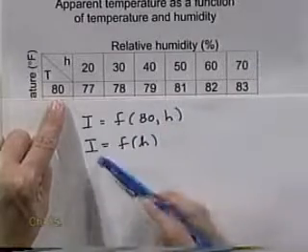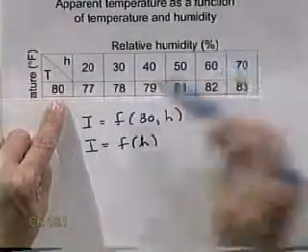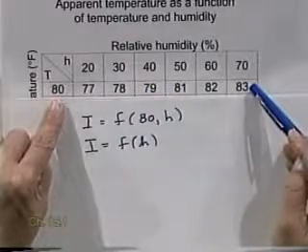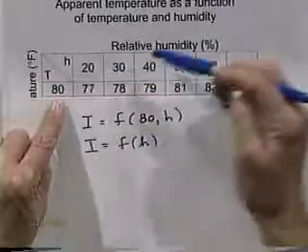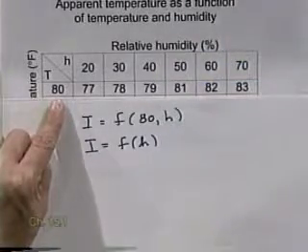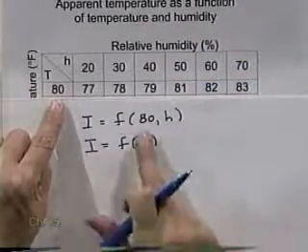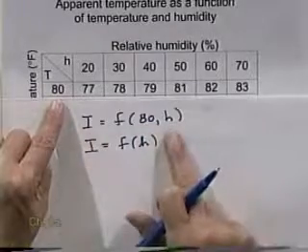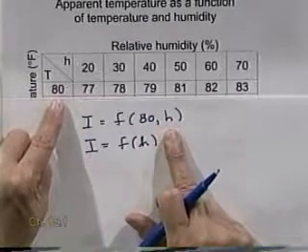What it's telling me is, you give me the humidity, and I will tell you what it feels like. So in this case, if the humidity is 40, it feels like 79. If the humidity is 60, it feels like it's 82. So what this is giving me, when they fix the temperature at 80, the index is now just a function of the humidity.